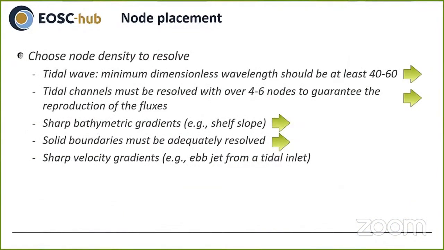So the second step in our series of tasks to generate a grid is to place the nodes. There are a bunch of different criteria that are used to decide what is the density of the nodes that we want to use in each part of the domain. Probably the oldest criterion is called the minimum dimensionless wavelength criterion.